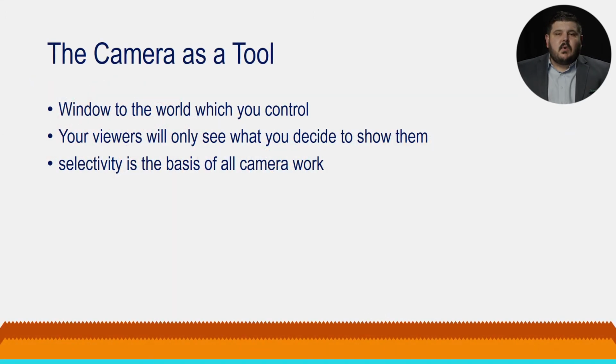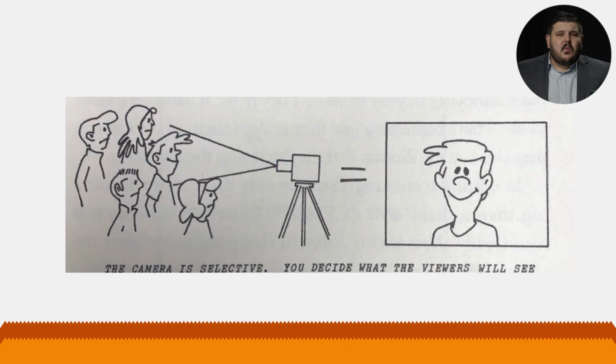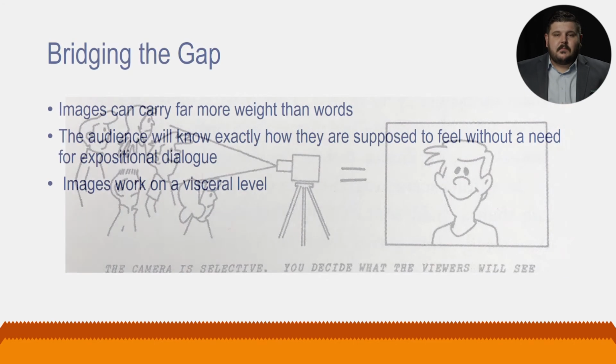The camera is a tool for looking at things in a special way. It's a window to the world, which you control. Your viewers are the persons who will look at these pictures that you take. They will see only what you decide to show them. This selectivity is the basis of all camera work. Remember, the camera is selective. You get to decide what the viewers will see.